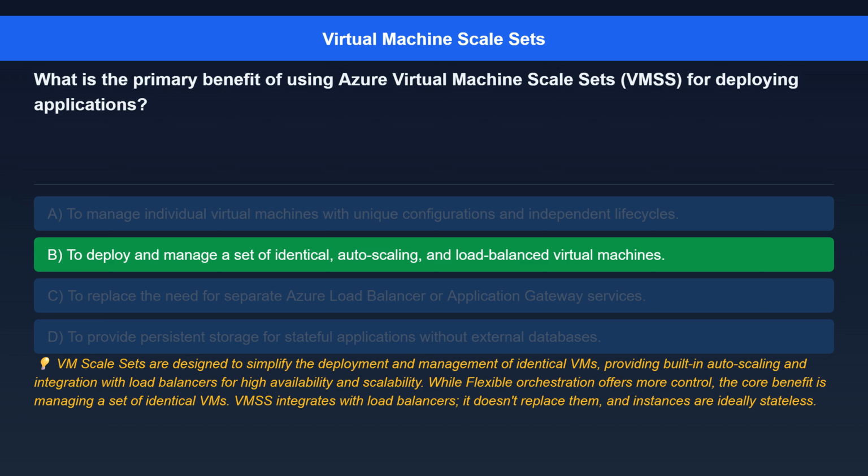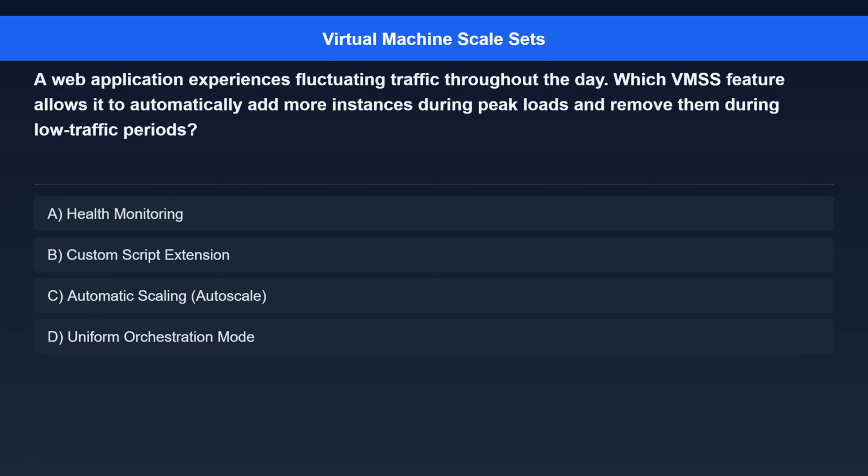While flexible orchestration offers more control, the core benefit is managing a set of identical VMs. VMSS integrates with load balancers. It doesn't replace them, and instances are ideally stateless. Question 8. A web application experiences fluctuating traffic throughout the day. Which VMSS feature allows it to automatically add more instances during peak loads and remove them during low traffic periods?